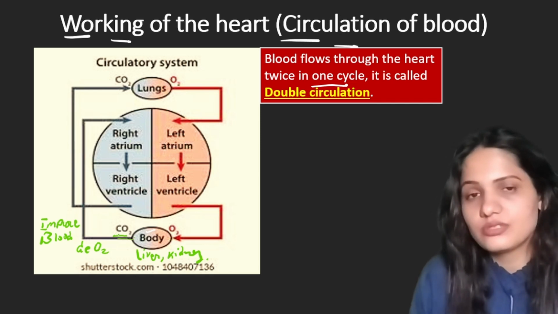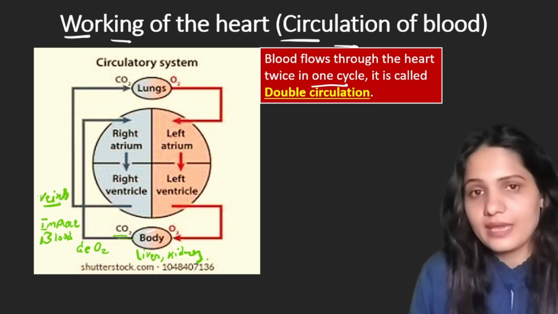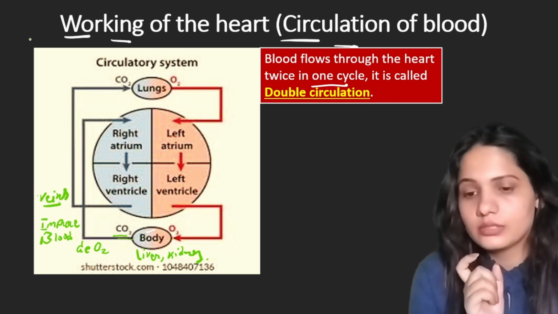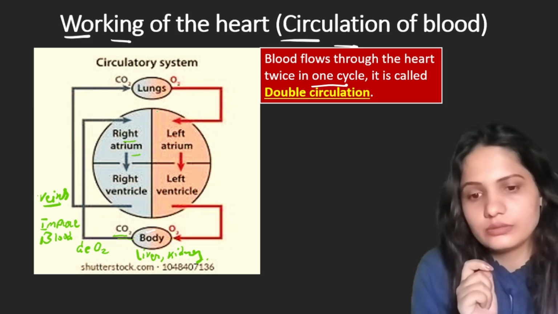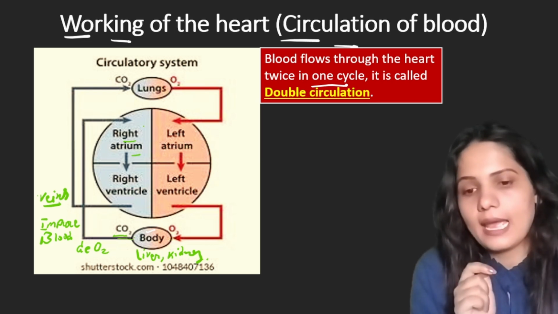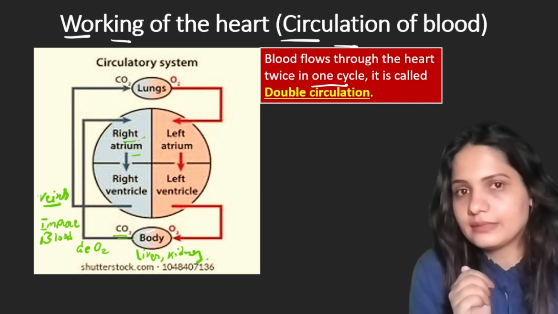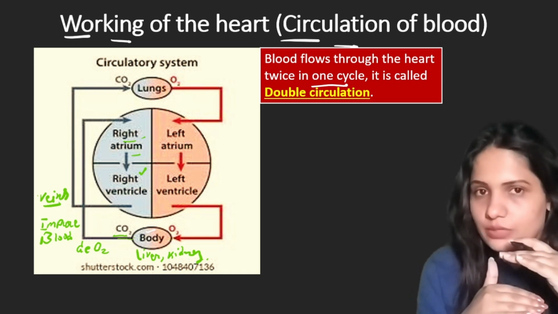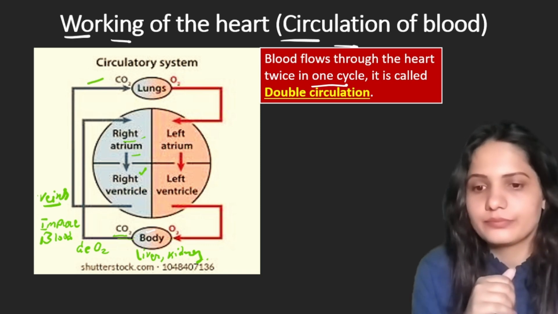Which vessel carries this deoxygenated blood from the body organ to the heart? Vein. Veins carry this deoxygenated blood from the body to the heart, and in the heart the vein opens into the right atrium. This is the heart, and in the heart we have these four chambers. Once the blood comes into the right atrium, it passes to the right ventricle, and then from the right ventricle this blood passes to the lungs. See the direction of the arrow.